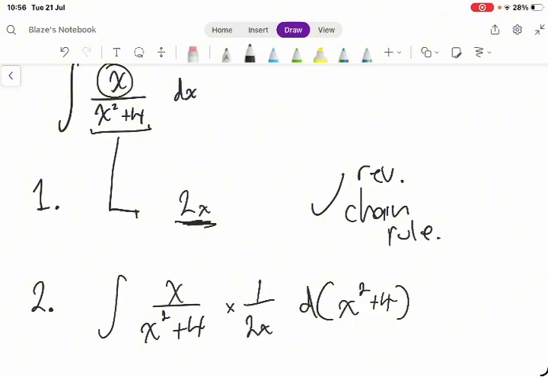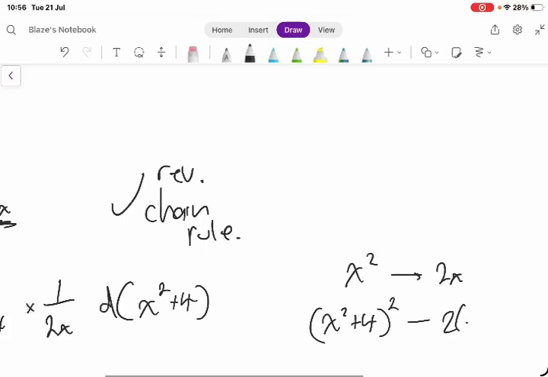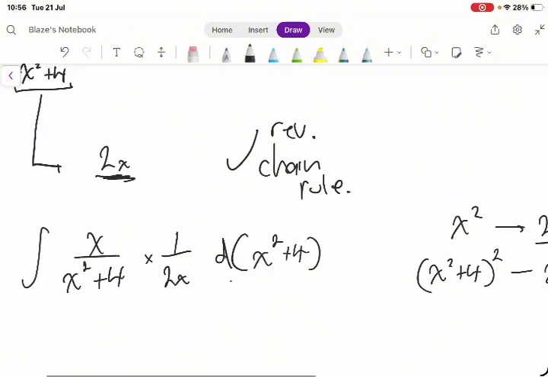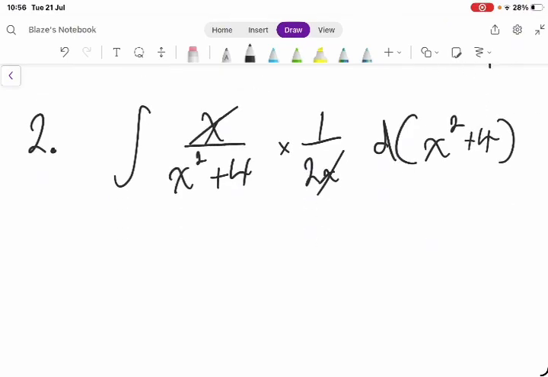So if we had x squared differentiates to 2x, if we have x squared plus 4, because we're differentiating with respect to x squared plus 4, that would differentiate to 2 lots of x squared plus 4. So we're just treating it like the x. That's how changing this part works. Now we can cancel out. We have an x on the denominator and an x on the numerator, and that just leaves us with 1/2.